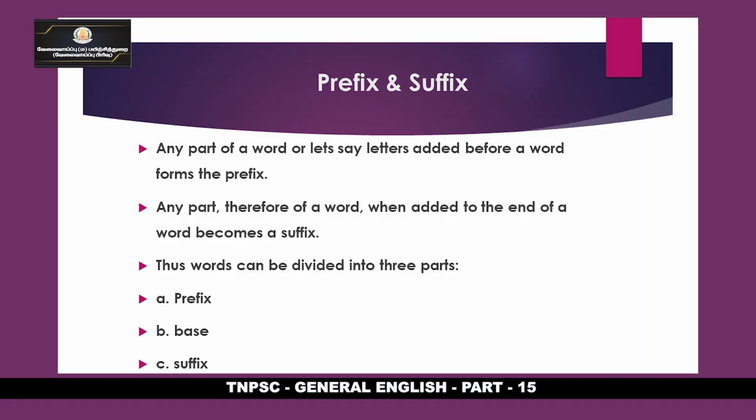In a word, we would therefore have three parts. One is the prefix, and two, if you would look, you would see it's the base word and the suffix. So a word can be divided into three parts: prefix, the root word and the suffix.